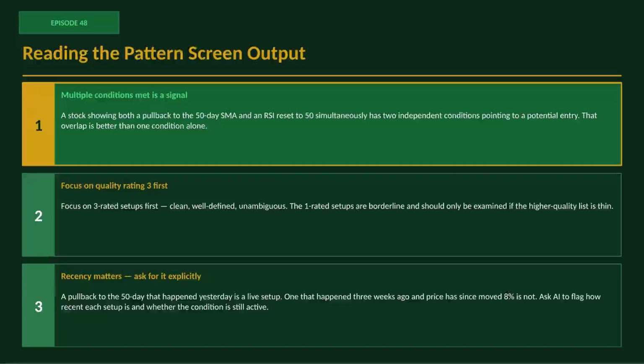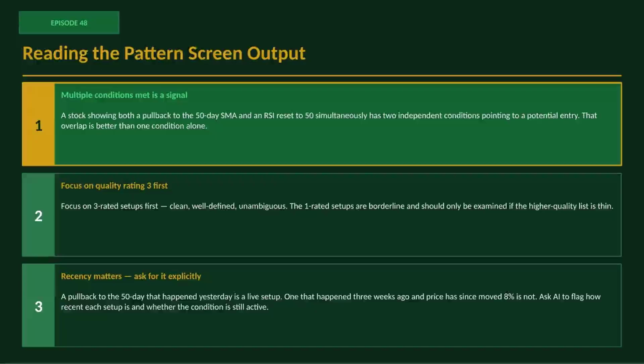Set up quality ratings. Prompt for AI to rate 1, 2, or 3. Focus first on the 3 rated setups, the ones where the pattern is clean, well-defined, and unambiguous. The 1 rated setups are borderline and should only be looked at if the higher quality list is thin.